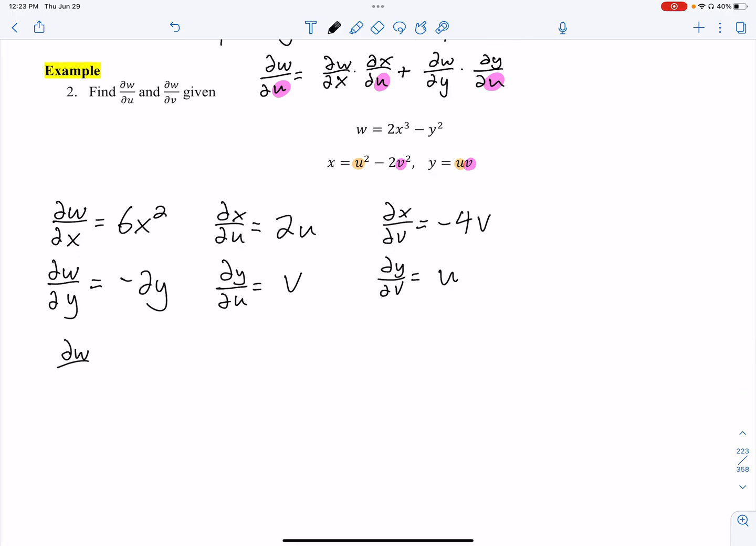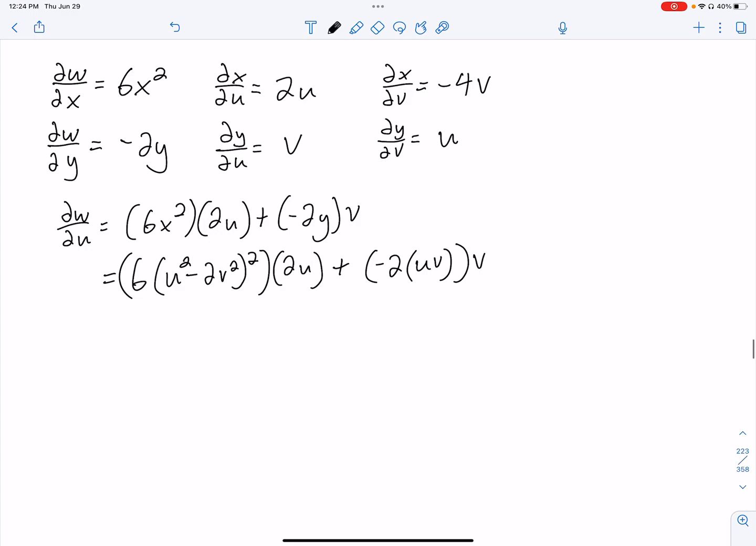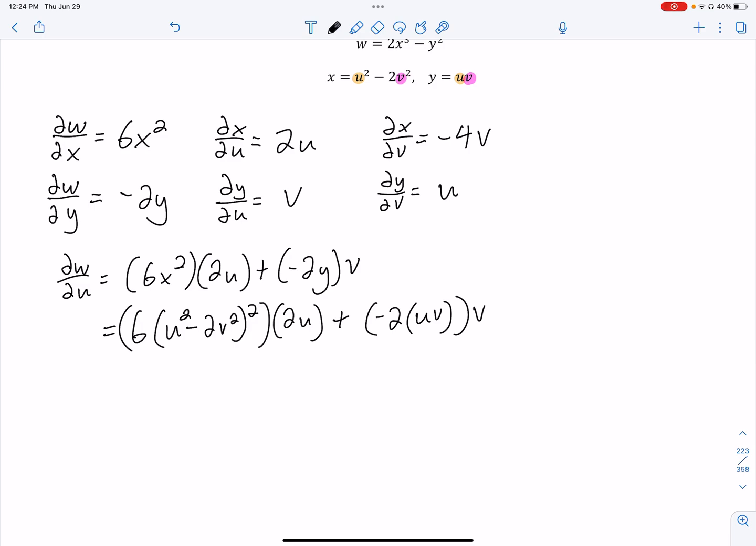So dw du is equal to 6x squared times 2u plus negative 2y times v. Okay, we have to replace now. 6 times, x is u squared minus 2v squared, squared. I'm just going to leave it like that. Times 2u plus, I guess we didn't need those parentheses there. I'll drop them. Then I got negative 2, and y is uv, and then times v. That is a great answer there. We could simplify if we wanted to multiply it all out, but it really doesn't get me anything new. But notice that the whole thing, dw du, is based on u and v. There are no x's and y's anymore.